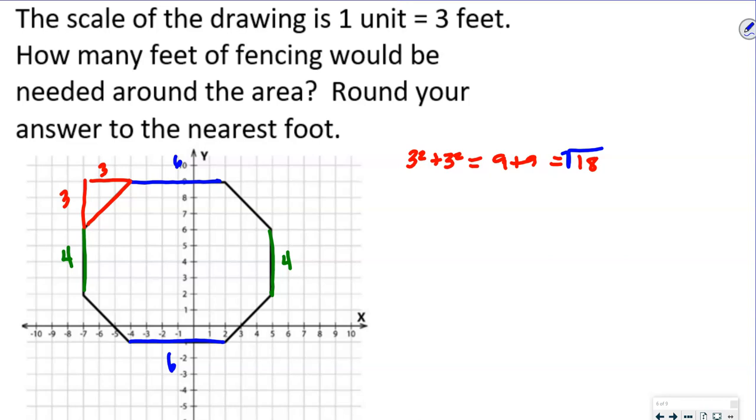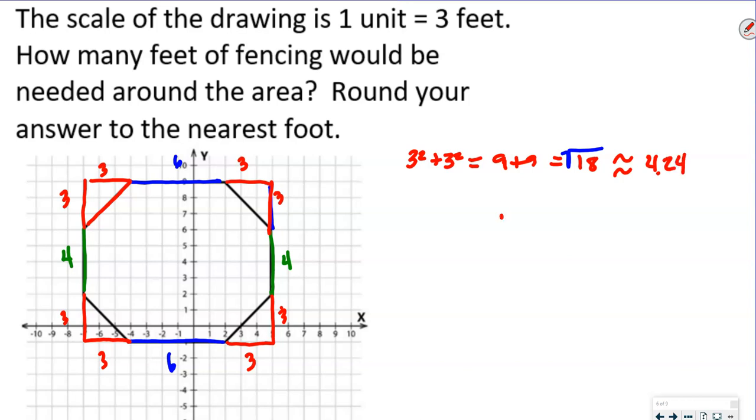Why? Because this one's 3 tall. Whoops, let me do that back in red. 3 tall by 3 tall, right? Or wide, sorry, 3 by 3. And again, 3 by 3, okay? So we've got 4 of those, you notice? Okay, so what I'm going to do is I'm going to actually take the square root of 18. I'm going to round that number, okay? Take the square root of 18. When I do that, I got 4.24.